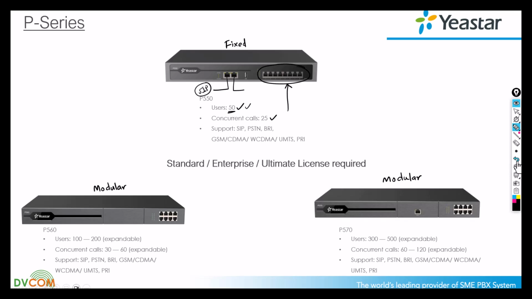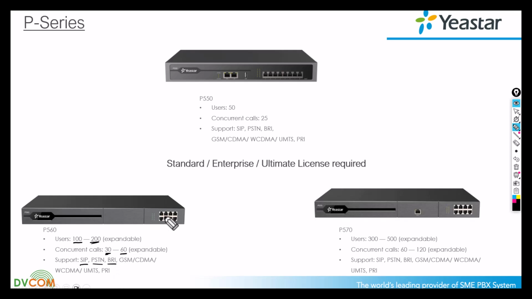And next is the P560. By default P560 is going to support 100 users, and in case you want to expand, you can expand by an extra 100, so the maximum is 200. By default the concurrent calls supported are 30, and once you expand, it's going to support a maximum of 60 concurrent calls. And you can terminate your SIP trunk, and also your PSTN lines, which are analog lines, or else your BRI. And if you want to connect your SIM cards, you can directly connect them by using the 4G LTE module.